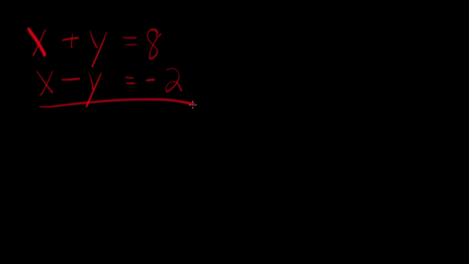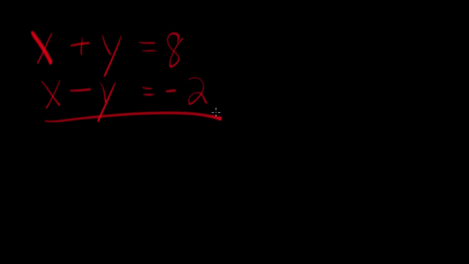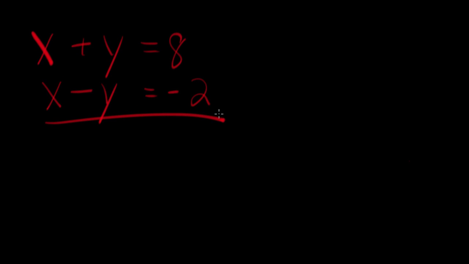So if I gave you the example, x plus y equals 8, and x minus y equals -2, you're either going to use addition or subtraction to eliminate one of the variables. For example, if we go x plus x, you get 2x. y plus -y, the y's actually cancel. That's exactly what we wanted. We wanted to eliminate either the x's or the y's.